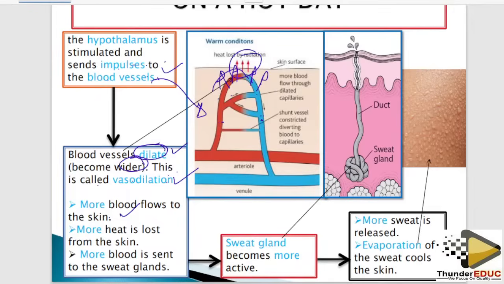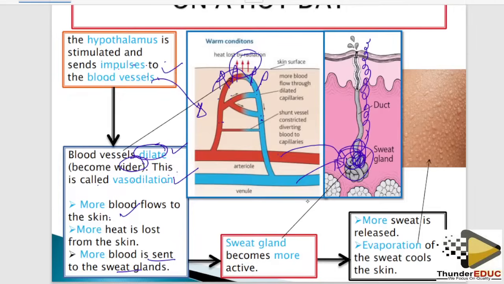But it does not stop there. More blood is sent to the sweat gland, meaning that this blood is going to go to the sweat gland. Now, the moment more blood is sent to the sweat gland, what happens when you put too much food in the mouth? You increase the rate at which you are chewing. So if more blood is sent to the sweat gland, the sweat gland will become more active. And once it becomes more active, more sweat will be produced.